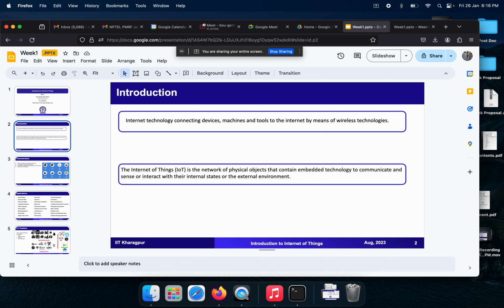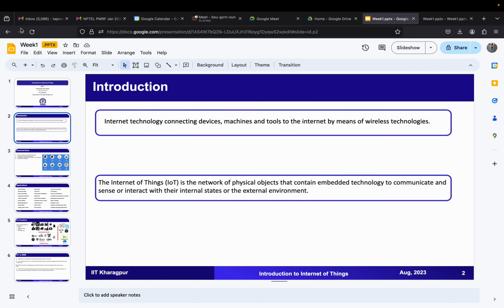So the name of the course is Internet of Things. In this course, we are going to talk about what exactly the Internet of Things is, and what different technologies are used for making communication possible between different objects in the case of Internet of Things. So first of all, we will discuss.